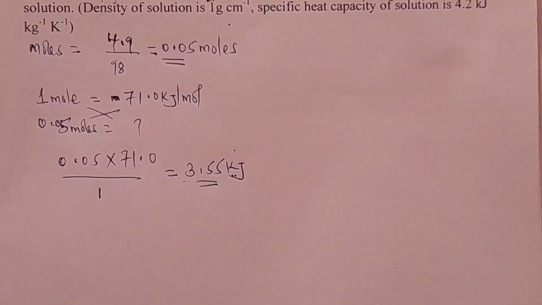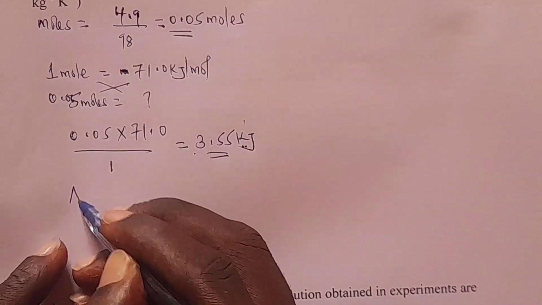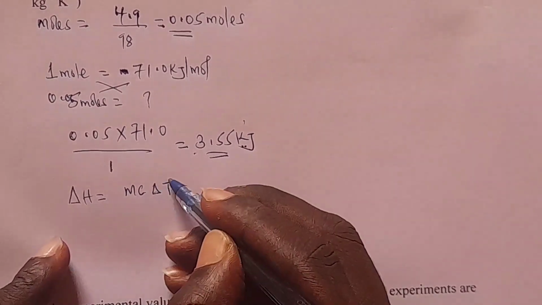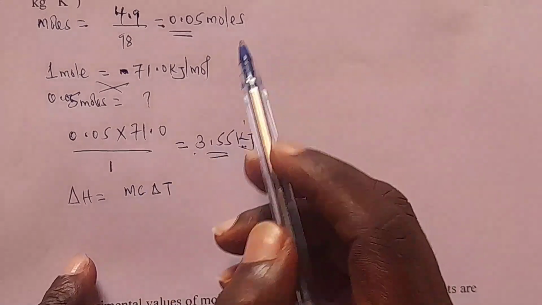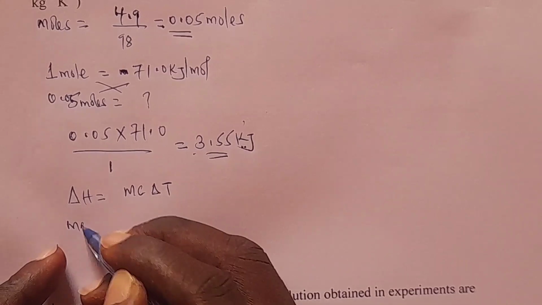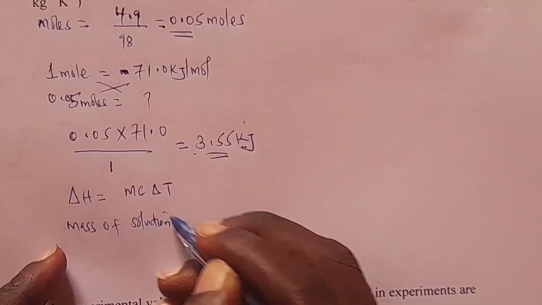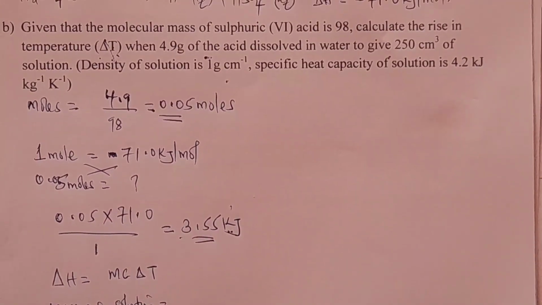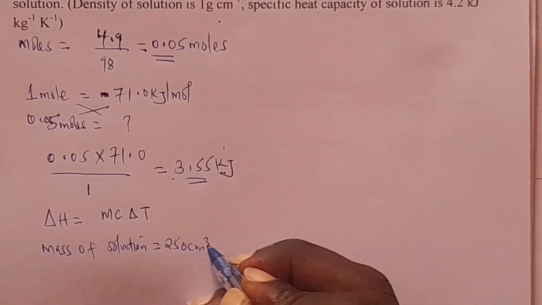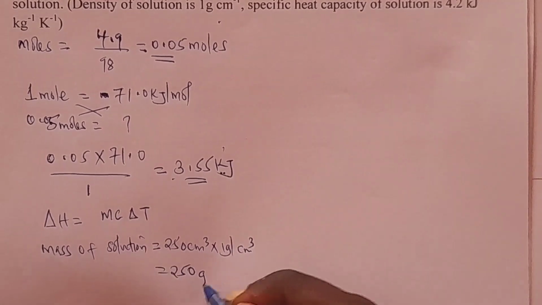So we are going to use our formula. The enthalpy change is given by mc delta T. Remember, for the mass, we first need to get the mass of the solution. The volume of the water given here was 250, so we say 250 centimeter cube times 1 gram per centimeter cube. Here I'm going to get 250 grams.